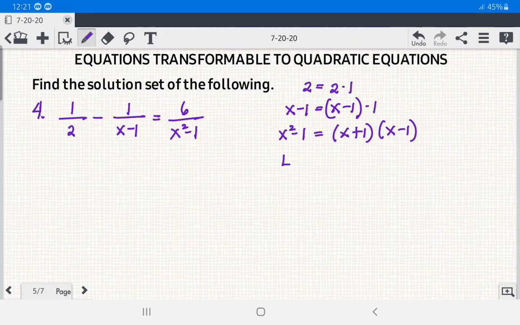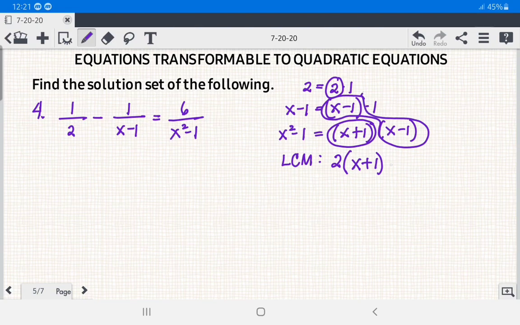So we have to get the LCM, least common multiple. So we're going to get 2. Of course, 1, no need. Then times, we have to get x plus 1. And then this one, x minus 1. Okay? So, x minus 1. Okay. Then, let us now copy 1 over 2 minus 1 over x minus 1 equals to 6 over x squared minus 1.